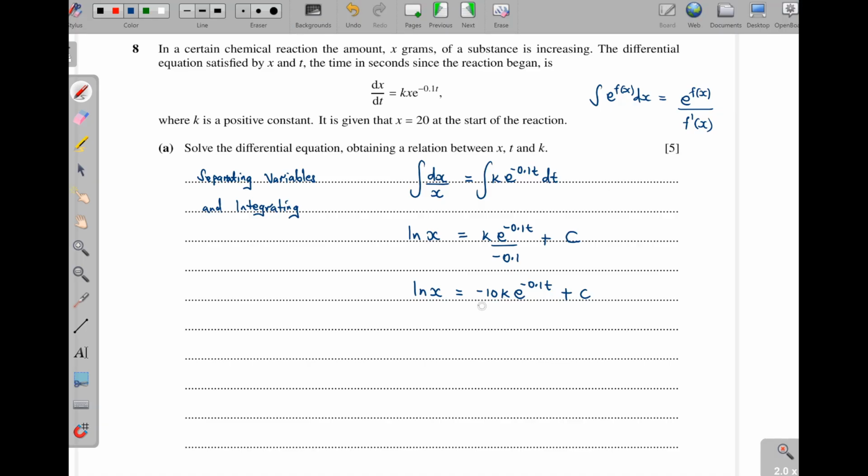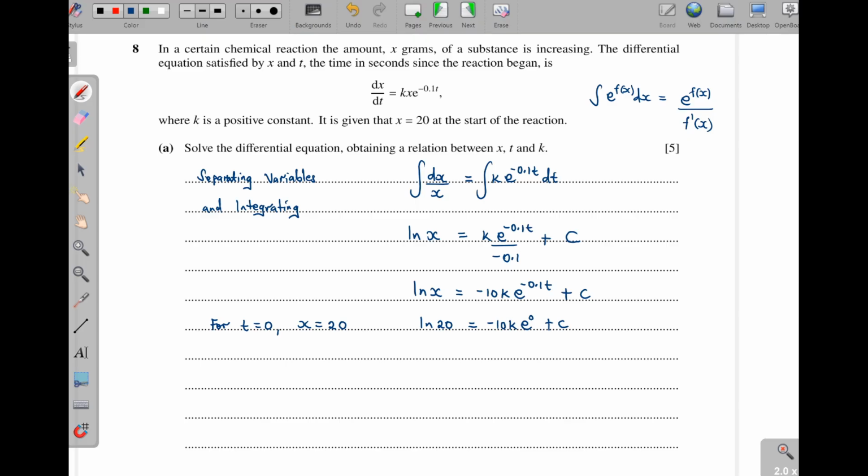Now we need to find the values of k and c. Now from here, they say that it is given that x is equal to 20 at the start of the reaction. So at the start of reaction, that is when t is equal to 0. Okay, so for t is equal to 0, then we have x is equal to 20. Okay, now you have the natural log of 20, then this one will be equal to negative 10k, then e to the power of course 0, then plus the c.